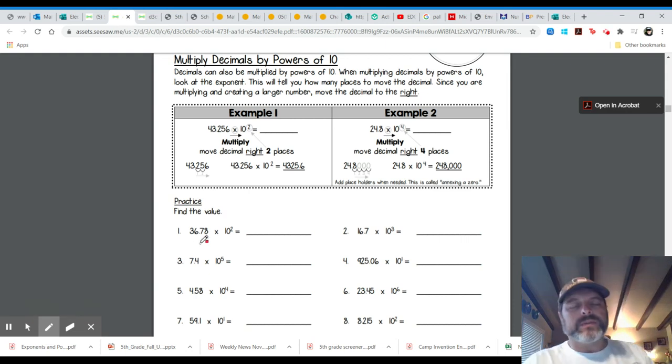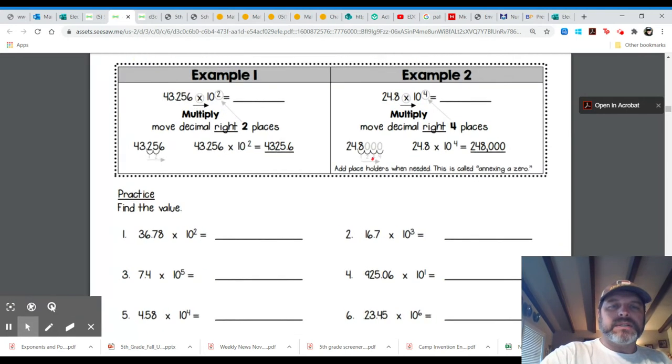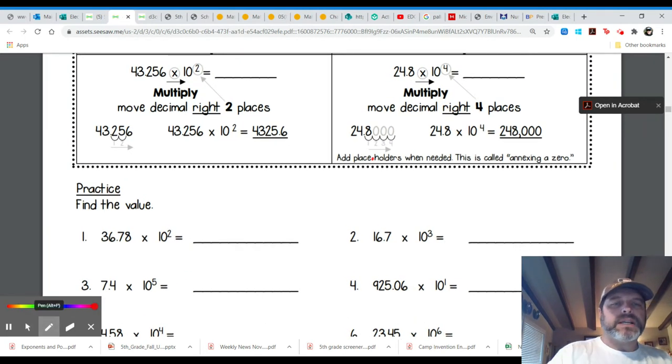All right. So if you see this, and let's, oh, hold on a second. I'm gonna make this thing bigger. Is that better? Easier on the eyes?